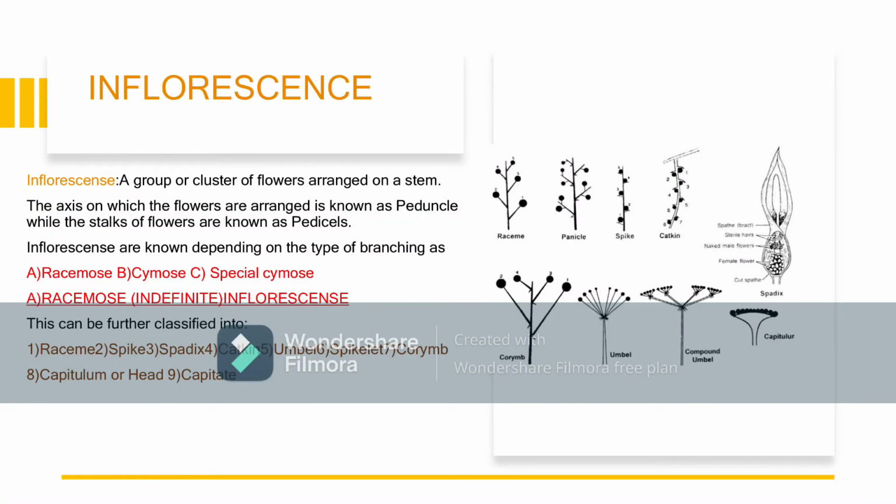Now let us learn about inflorescence. Inflorescence means a group or cluster of flowers arranged on a stem. The axis on which the flowers are arranged is known as the peduncle, while the stalks of flowers are known as pedicels. Inflorescences are classified depending on the type of branching. They are classified into three: racemose, cymose and special cymose. Racemose is further classified into raceme, spike, spadix, catkin, umbel, spikelet, corymb, capitulum or head, and capitate.